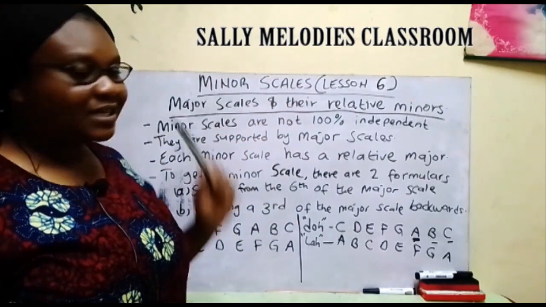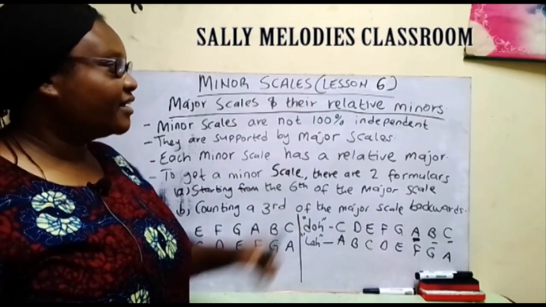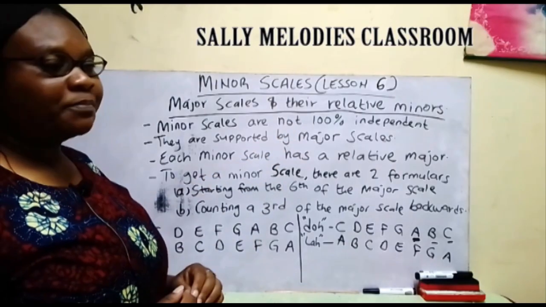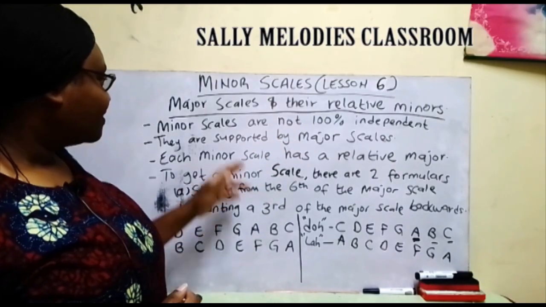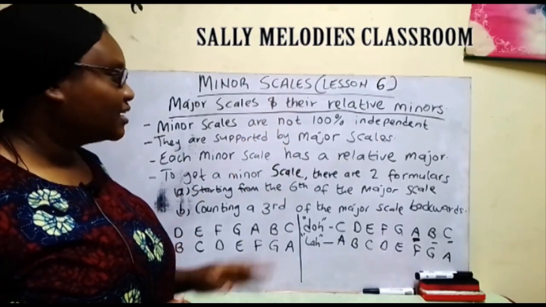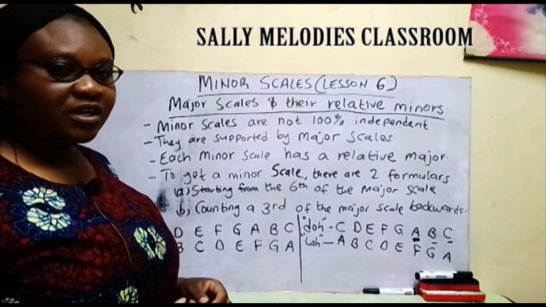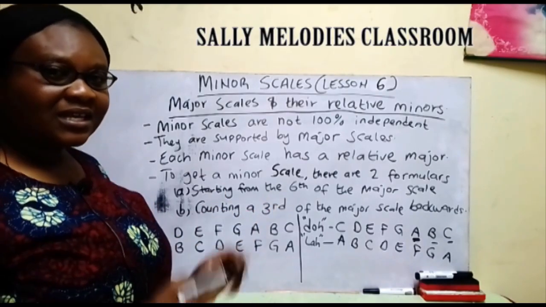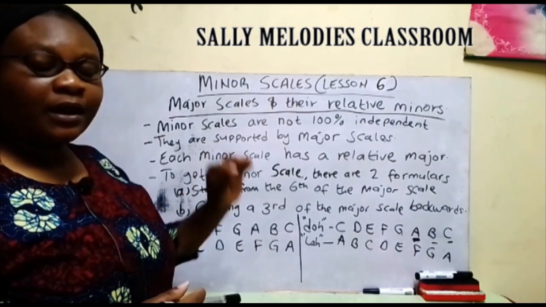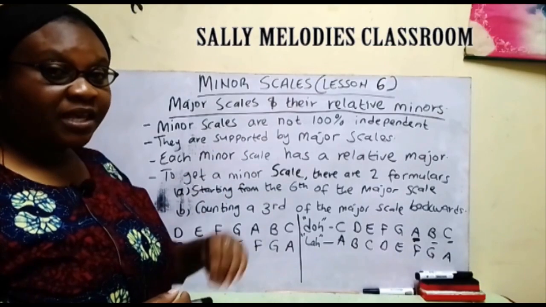Minor scales, lesson 6, and today we shall look at the major scales and their relative minors. Minor scales are not 100% independent. They are supported by major scales. In short, we are saying that when you are composing a song, you cannot use the minor scales only. In between, those minor scales or minor chords must be supported by the major chords.